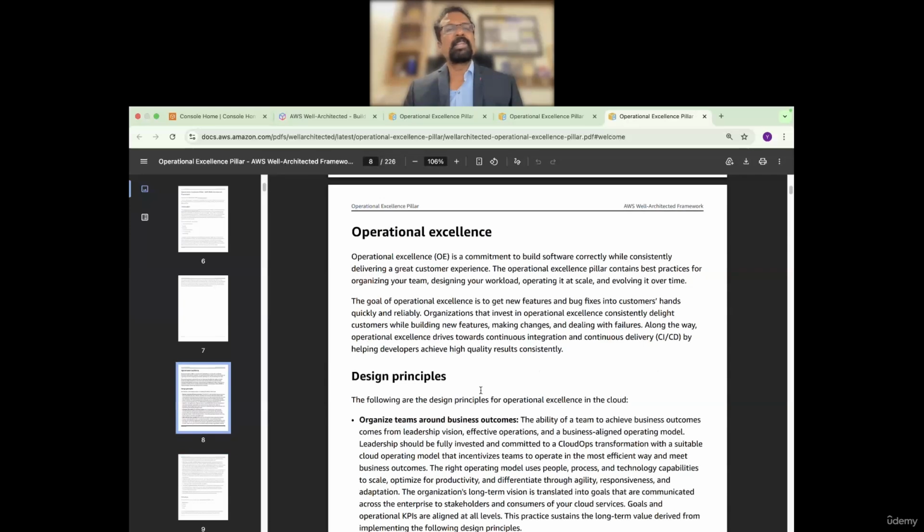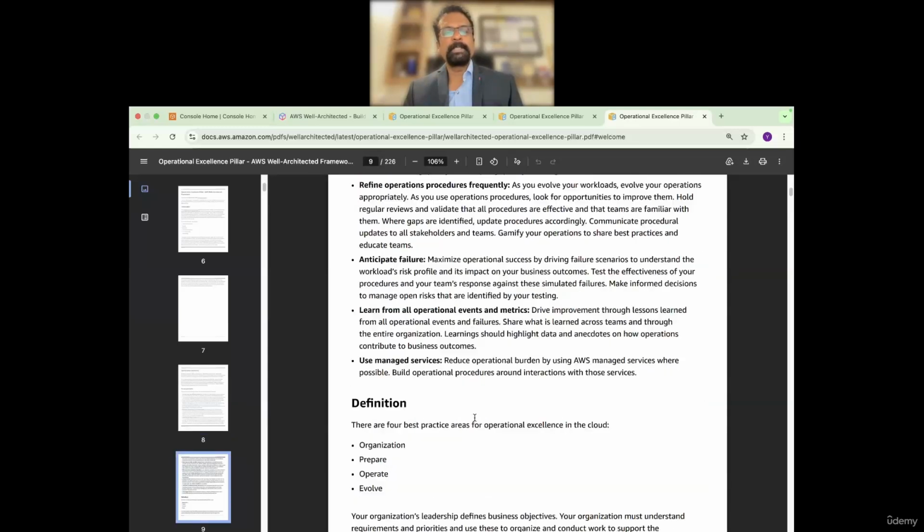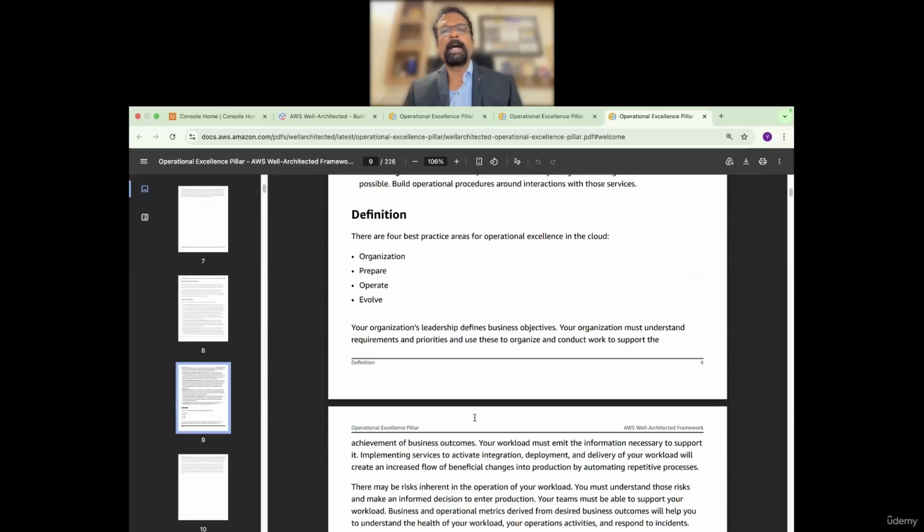Now again, they're not the only ones you must be thinking about in a project, but these are good guidelines coming from best practices from AWS, with all the architects' experience going in. So if you're foolproofing this, most of the time what you need for this pillar will get covered. Once you've gone through all the design principles, it will talk about the definitions, what you mean by the best practice areas for operation excellence, and how an organization prepares, operates, and evolves.